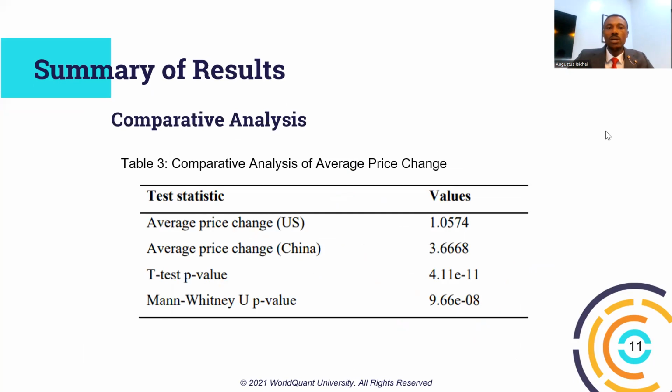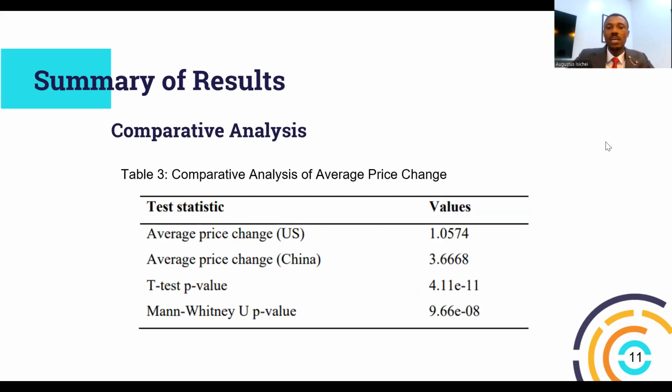I also have the comparative analysis that was done for these two groups of tech companies. The comparative analysis reveals a significant difference in the impact of earnings announcements on the stock prices of tech companies in the US and China. On average, US tech companies experience a moderate positive price movement, while in contrast, Chinese companies exhibit a larger positive price movement.